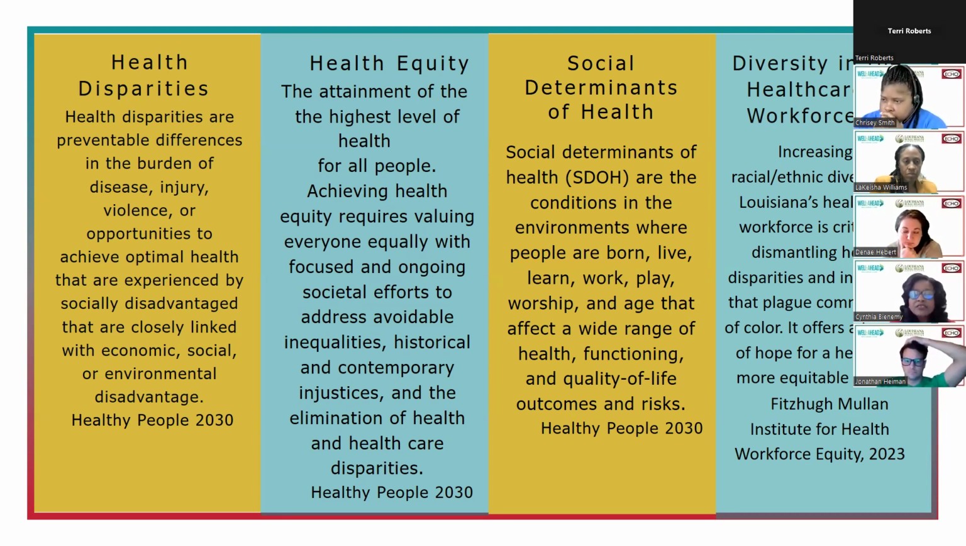Achieving health equity requires valuing everyone equally with focused and ongoing societal efforts to address avoidable inequities, historical and contemporary injustices, and the elimination of health and healthcare disparities. Now, social determinants of health are the conditions in the environment where people are born, live, learn, work, play, worship, and age that affect a wide range of health functioning and quality of life outcomes and risks. See how closely they're related to our health disparities: economic, social, environmental.